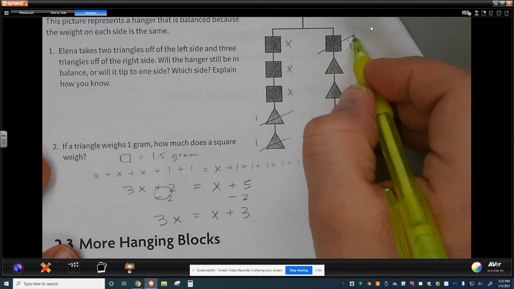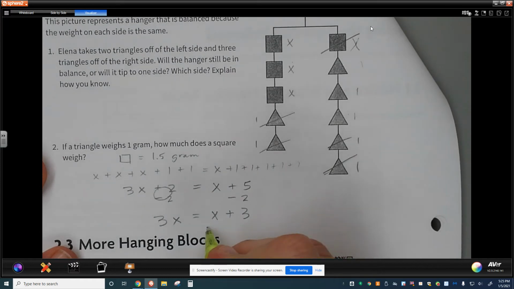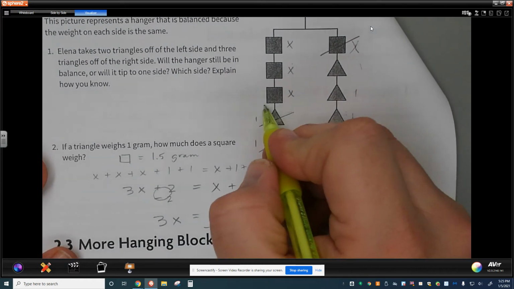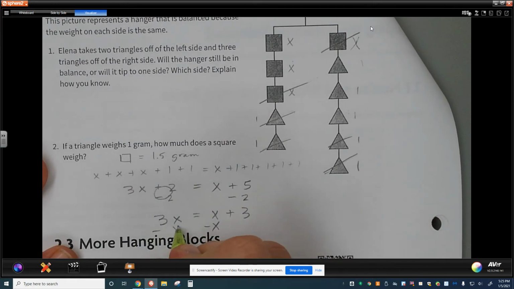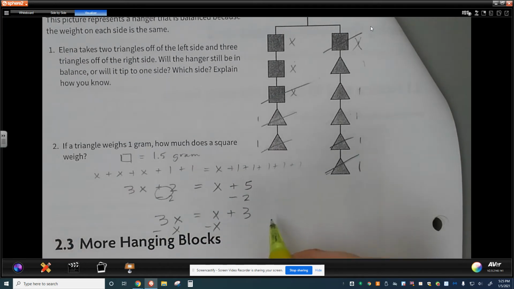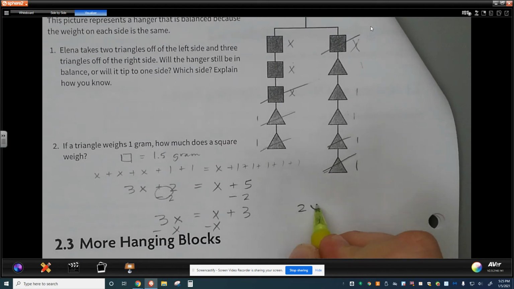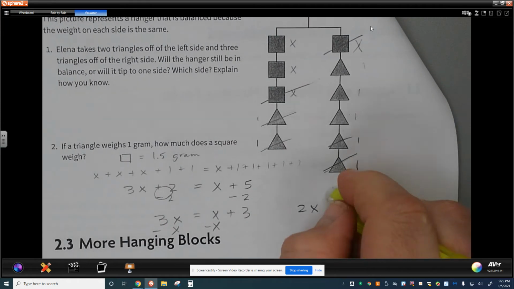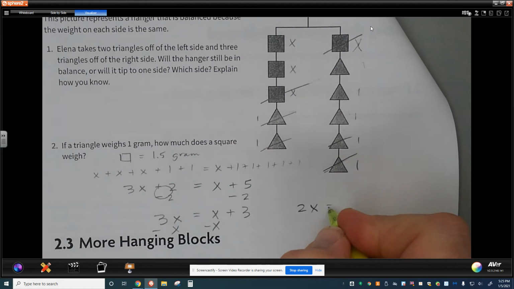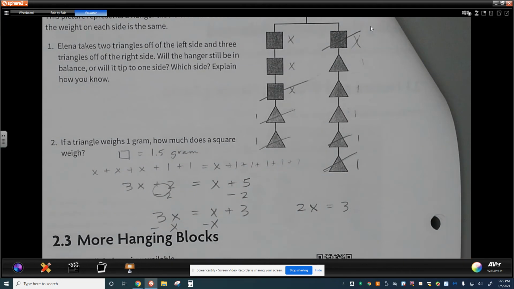So let's go ahead and take away 1 square here on the left, taking away that x, but we have to remember to take 1 away on the left side as well to maintain our balance. And then what I'm left with is 2 x's on the left and 3 single values, 3 triangles for a total value of 3 on the right side.